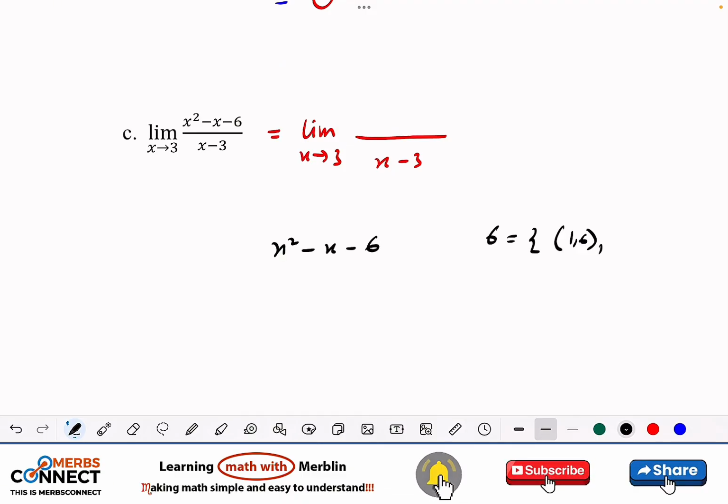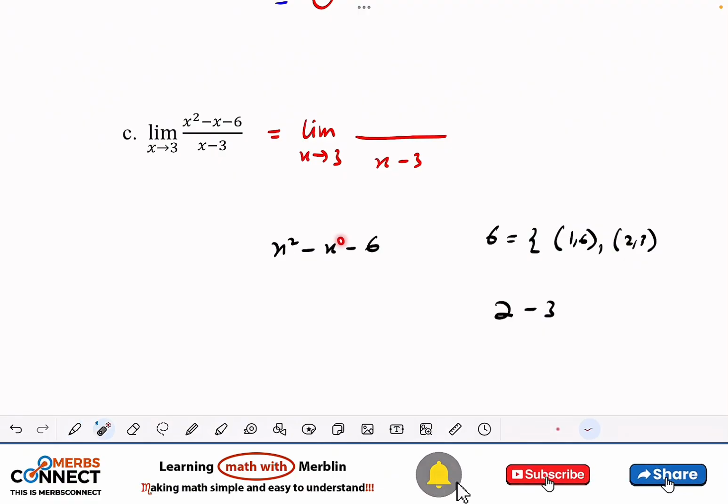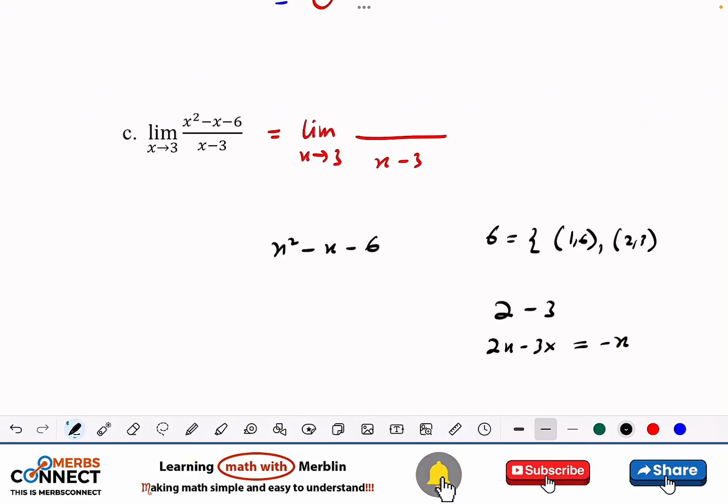Can I multiply 2 by any number to get 6? Yes, of course. I can think of 2 and 3. So now 2 times 3 is 6. Can I add or subtract these to get negative 1? Yes, of course. So for me to get negative 1, I need to have 2 minus 3, right? And since this is negative x, I can write this as 2x minus 3x, which is going to give us negative x. Is that right? So it means that I can write this as x squared plus 2x minus 3x minus 6.